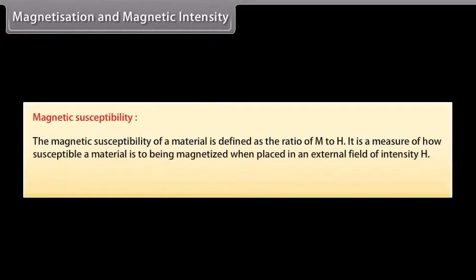The magnetic susceptibility of a material is defined as the ratio of M to H. It is a measure of how susceptible a material is to being magnetized when placed in an external field of intensity H. M is equal to the product of Xi and H. Magnetic properties of material. Materials can be divided broadly into the following three categories: Diamagnetic substances, Paramagnetic substances, Ferromagnetic substances.